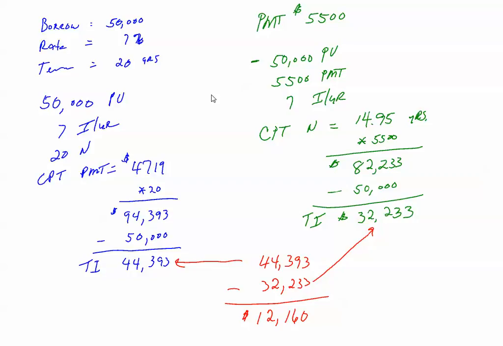you would pay the loan off in a little less than 5 years. In other words, you basically shave 5 years off of the loan, a little more, and you save $12,160 in interest by making that additional payment.